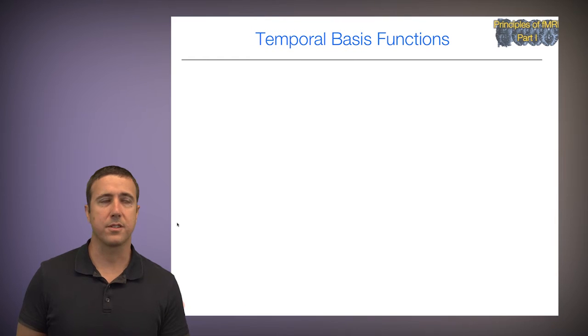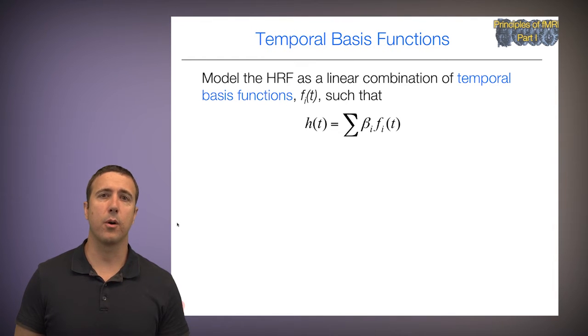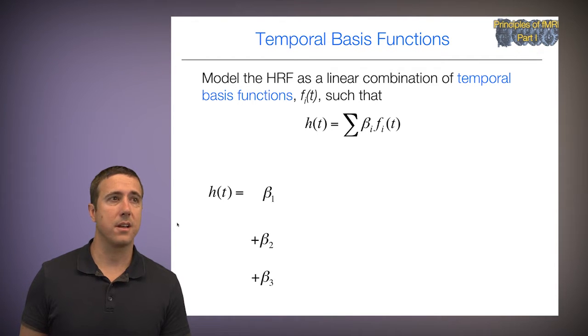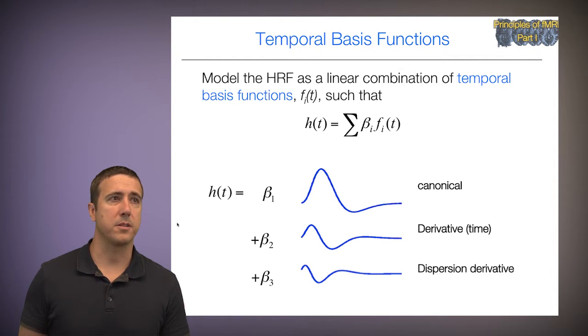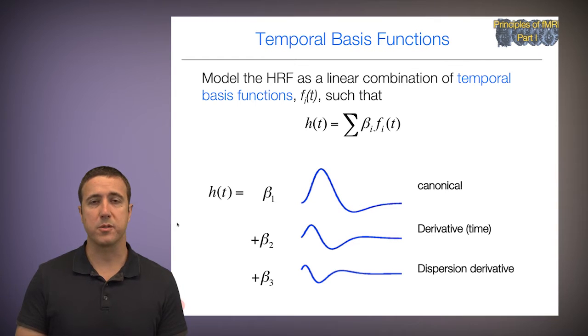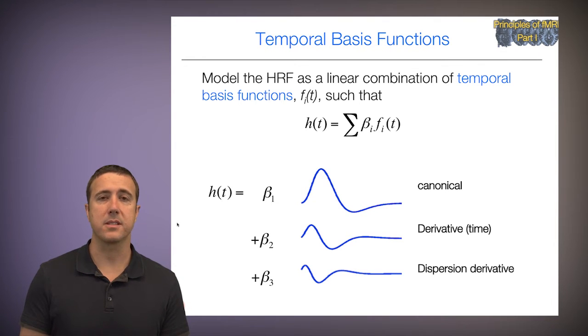Enter temporal basis functions. The idea is I'm going to model the overall hemodynamic response as a linear combination of a set of fixed linear basis functions, such that the overall response is a sum of 3 activation parameter estimates for one event type times the respective functions. So in this case, this is an example basis set with 3 temporal basis functions. The first one looks like the canonical response, the second one is derivative over time, and the third one is derivative with respect to dispersion. This is a very common basis set.